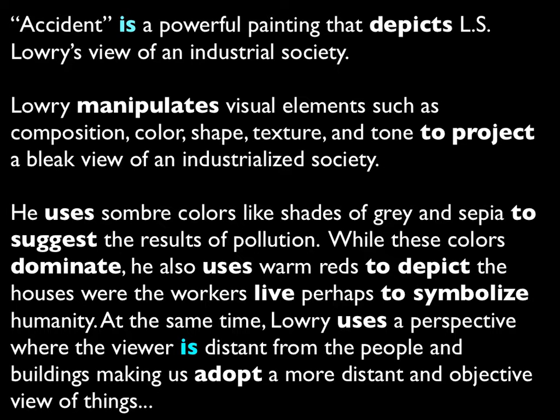So like the other explanatory texts, this one begins with a description stage. The relational process is used in introducing and providing a summary description of the piece being interpreted. The painting is described or contextualized in general terms. Accident is a powerful painting that depicts L.S. Lowry's view of an industrial society. So general terms. This is followed by an explanation stage, but importantly the explanation here is not primarily causal but also interpretive.